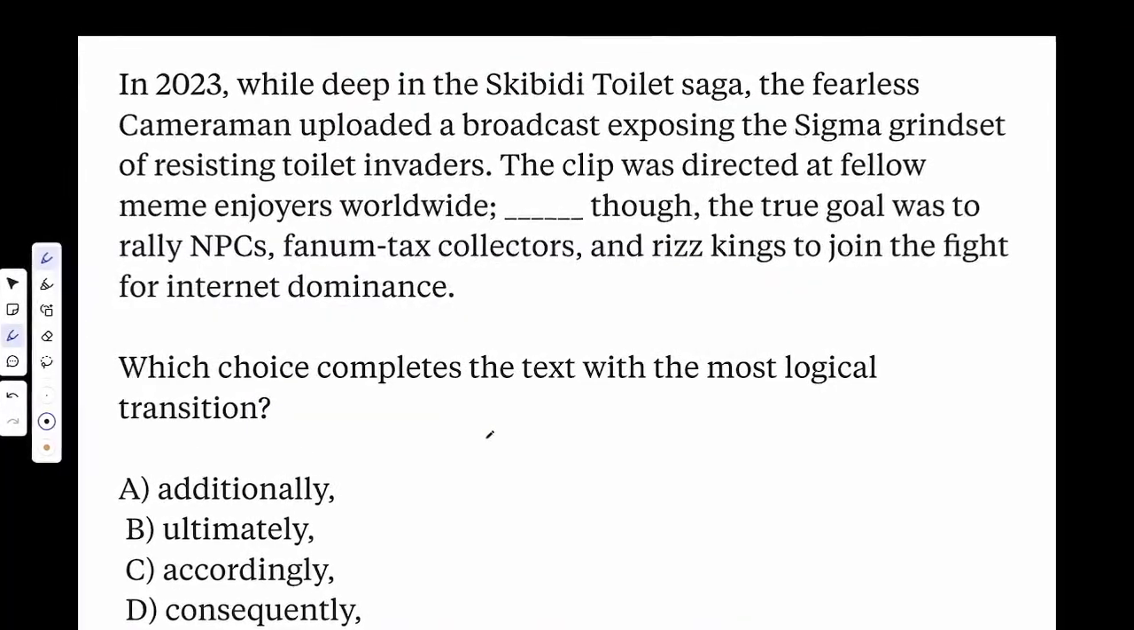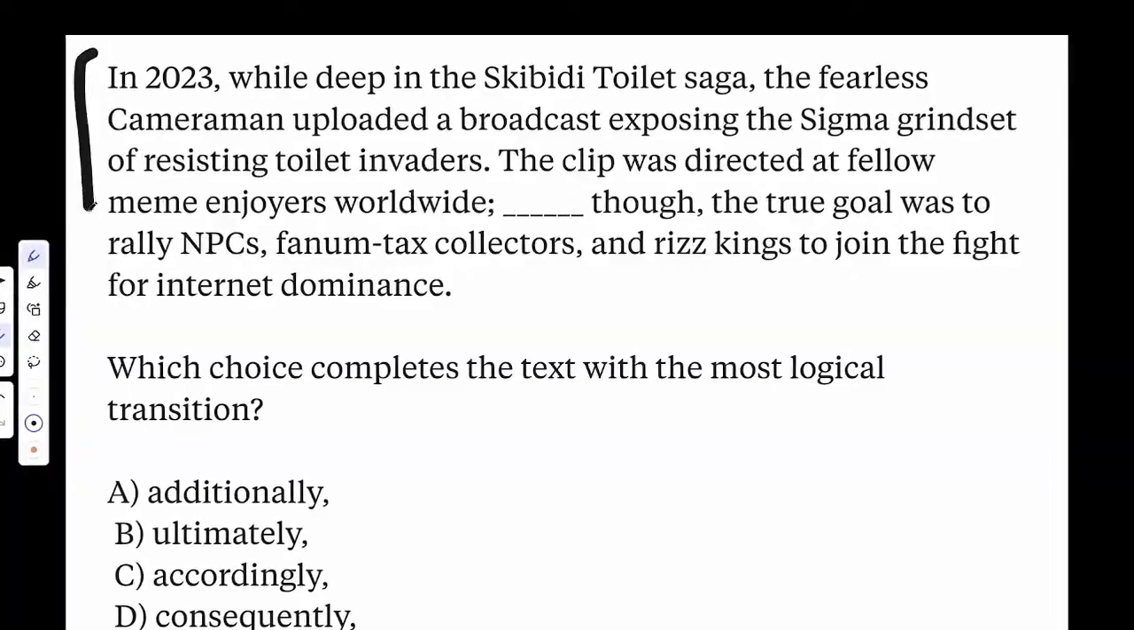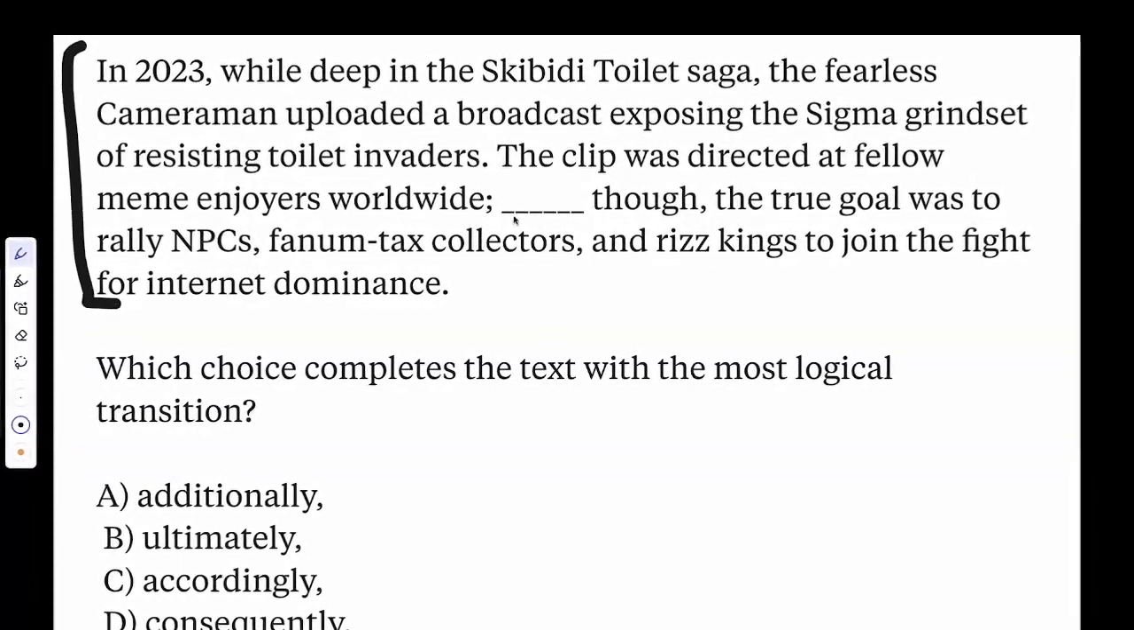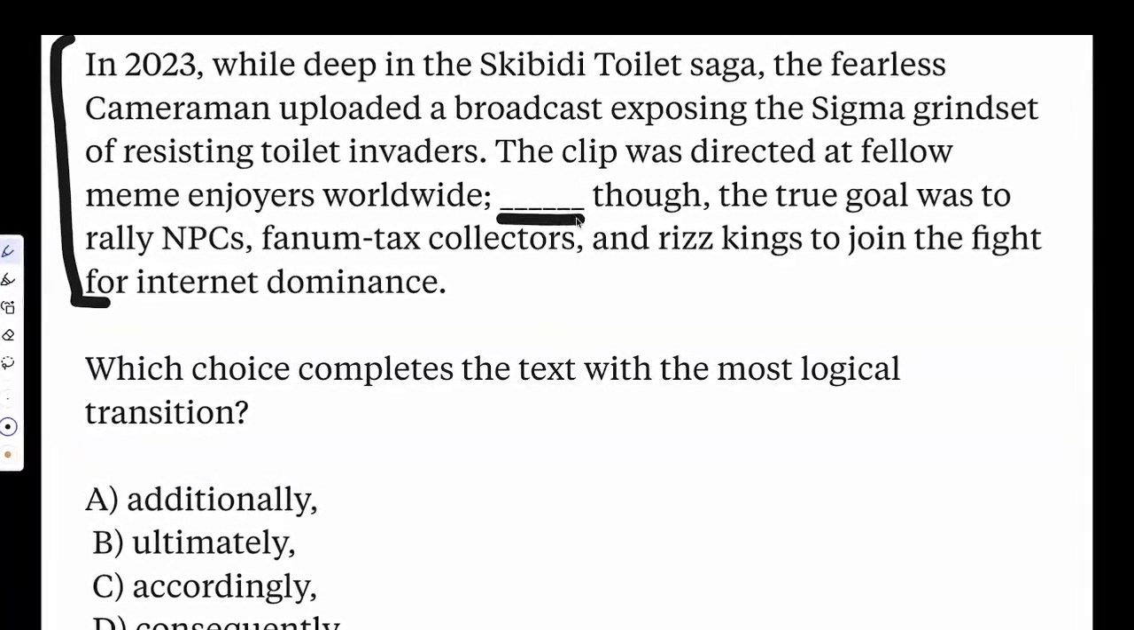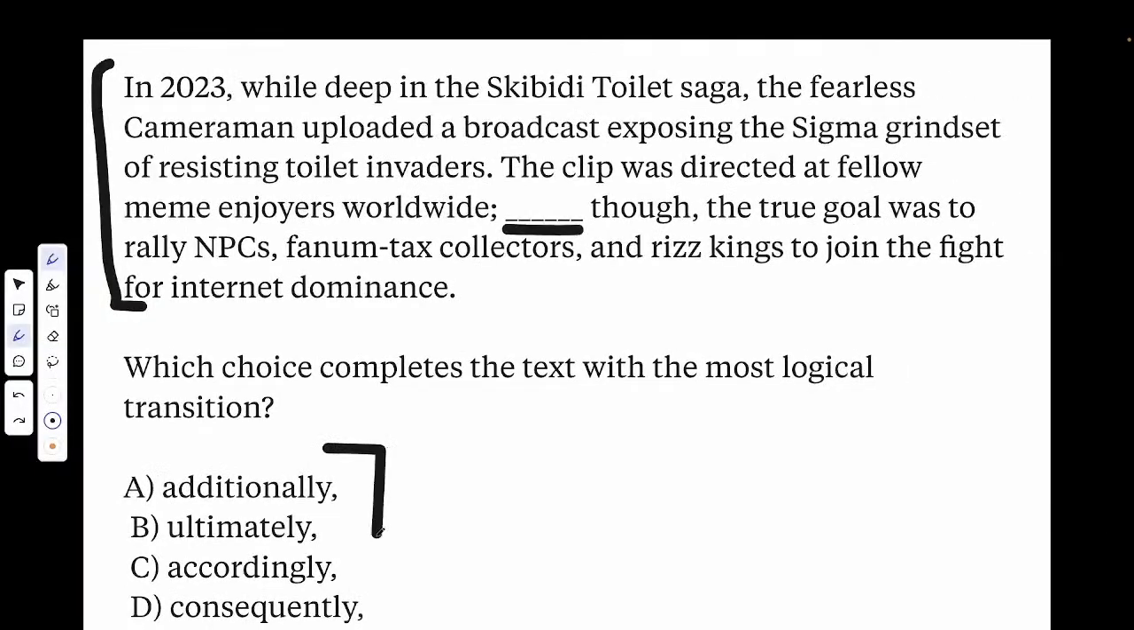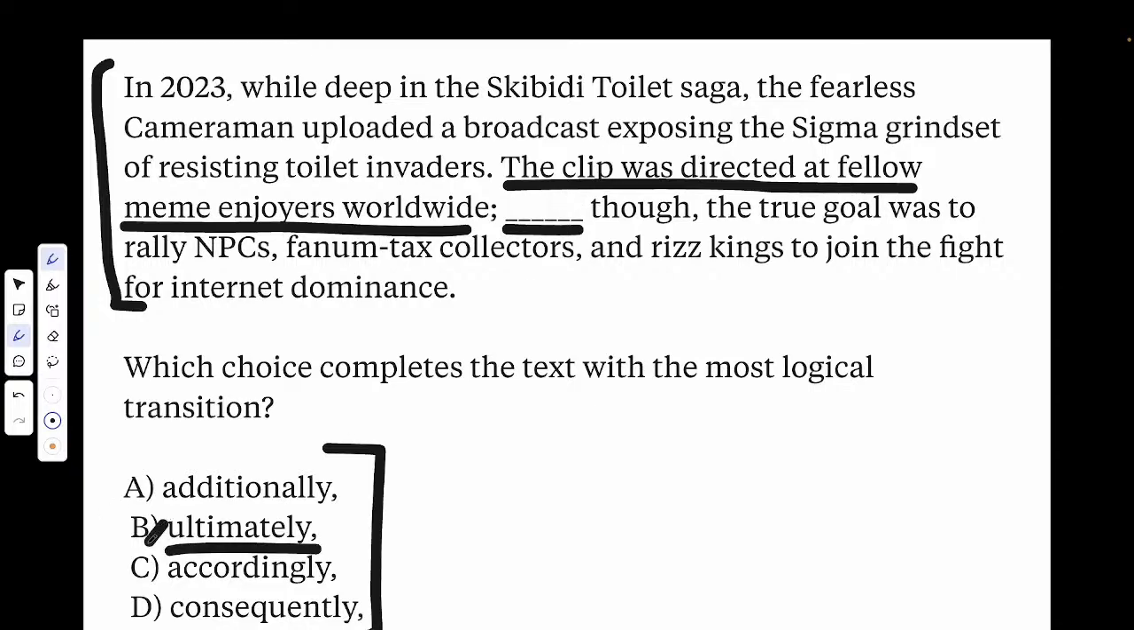When you see these problems, don't read the answer choices first, just immediately start by reading over the passage. And after you do that, essentially just predict what the answer choice will be, similarly to how you did with the standard English conventions ones, and then see which answer choice you're given is most similar to the one you had guessed originally. So if you read the sentence, you essentially need a word that somewhat contradicts this first part here. The clip was directed at fellow meme enjoyers worldwide. So something that kind of contradicts it, maybe not entirely, but something that has a little bit of a difference. So I would guess ultimately for here. That's also one of the choices, so that's definitely going to be correct for this problem.